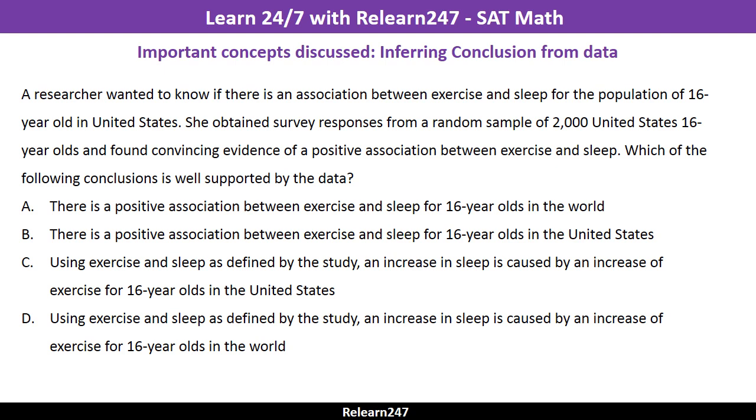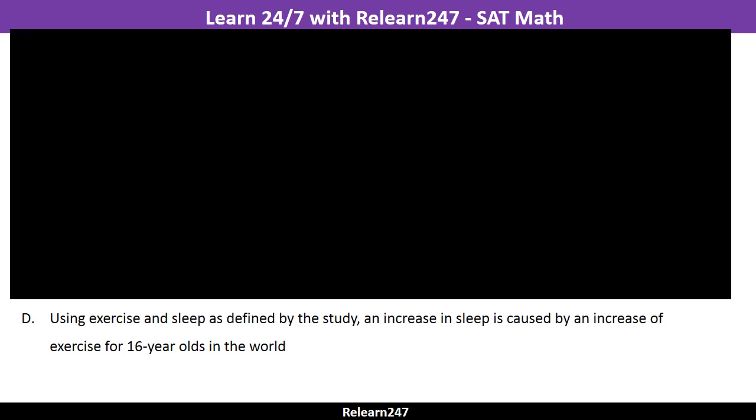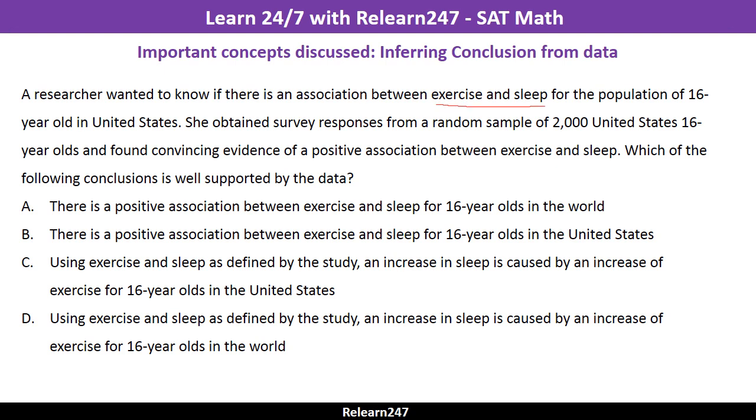So the question is, a researcher wanted to know if there is an association between exercise and sleep. So they need to identify an association between exercise and sleep for the population of 16-year-olds in United States. So what they are doing is an experiment for exercise and sleep for the population of 16-year-olds in United States. She obtained survey responses from a random sample of 2000 United States 16-year-olds. So what she did was she collected random samples of 2000 United States 16-year-olds and found evidence of a positive association. So friends, before we move further, we need to understand what is positive association.